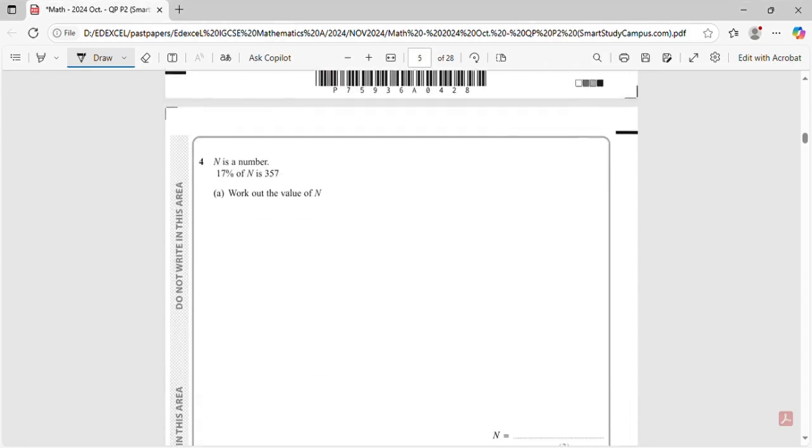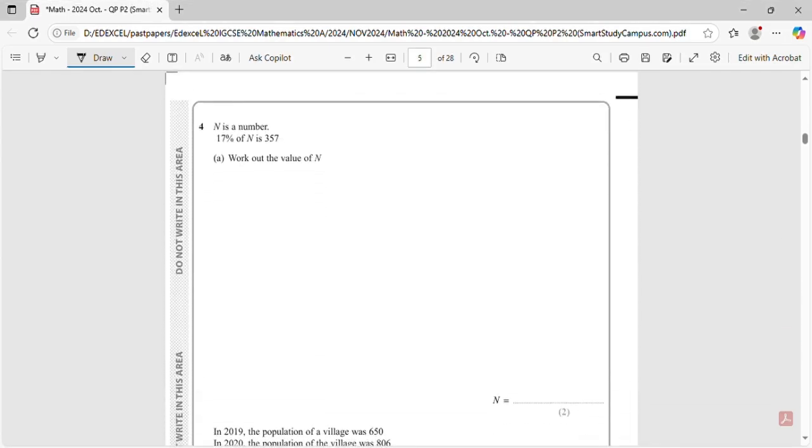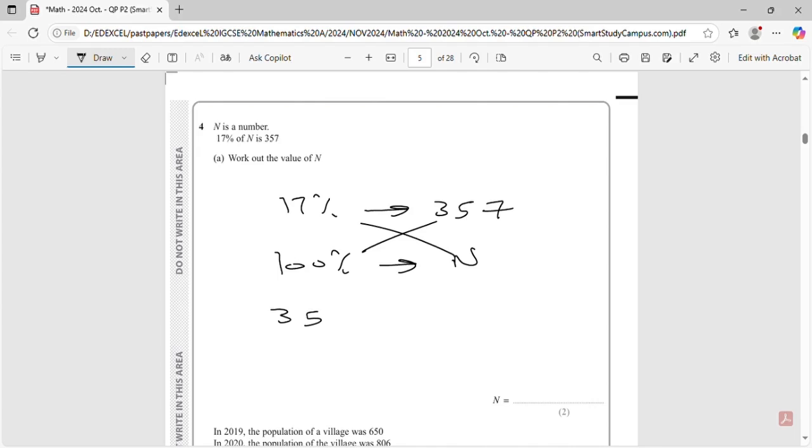Now for question number 4, he said that n is a number, and 17% of n is 357. So if 17% is represented by 357, what about the 100% which represents n? How can I find it? So I will use cross multiplication. 100% is represented by 1, so 357 divided by 17%. By using the calculator, of course, it will equal 2100.